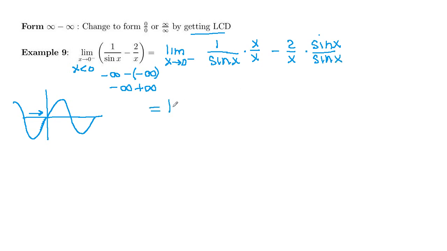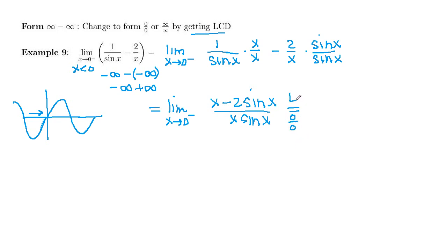So this is now then limit x approaches 0 from the minus side, and we've got x minus 2 sine x on top, and then over that LCD of x sine x. So now let's go ahead and check the form. So x is approaching 0, so this approaches 0. Sine x approaches 0, so 0 minus 0 on top, which is 0. And on the bottom, both of these are approaching 0. 0 times 0 is 0. So that's 0 over 0.